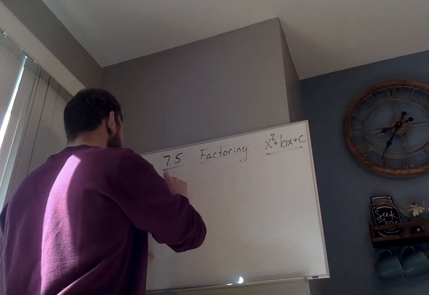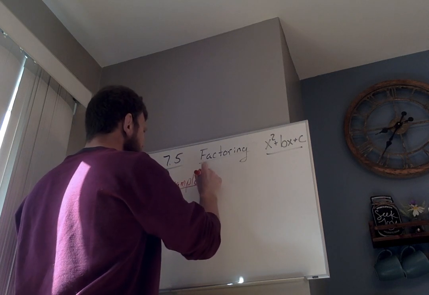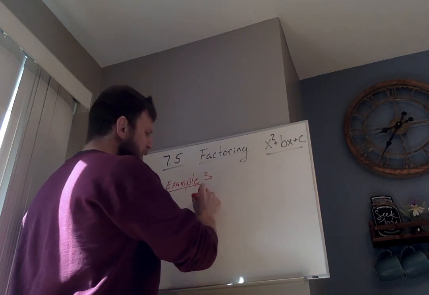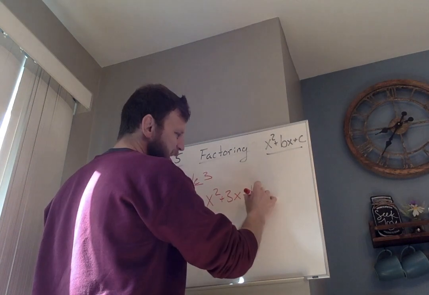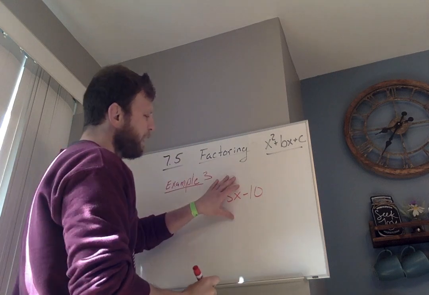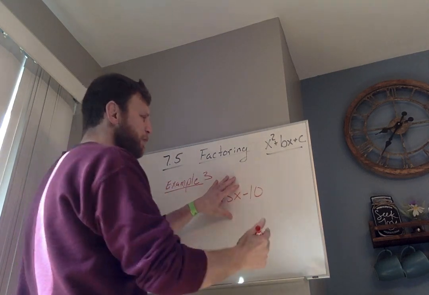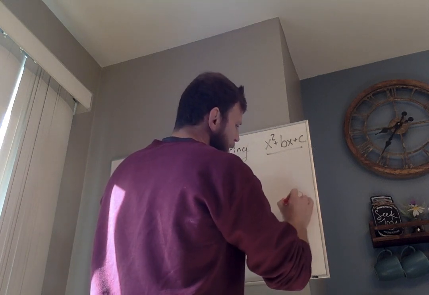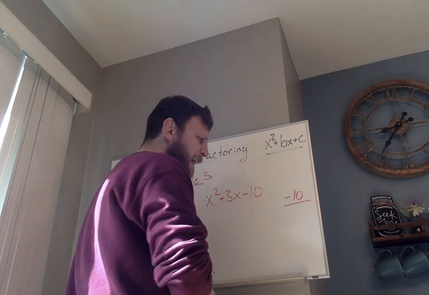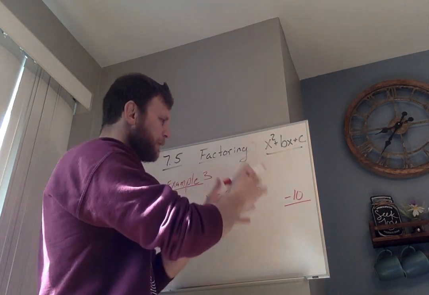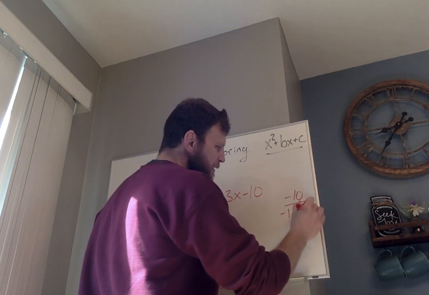Example 3. Example 3, this one's a fun one, okay? So we have x squared plus 3x minus 10. Now, the way to get a negative number at the end was, remember, one number had to be positive, one number had to be negative. So I'm doing my factor list here, okay? I need to pay attention. I'm looking for -10, okay? So here we go, -1 and 10.